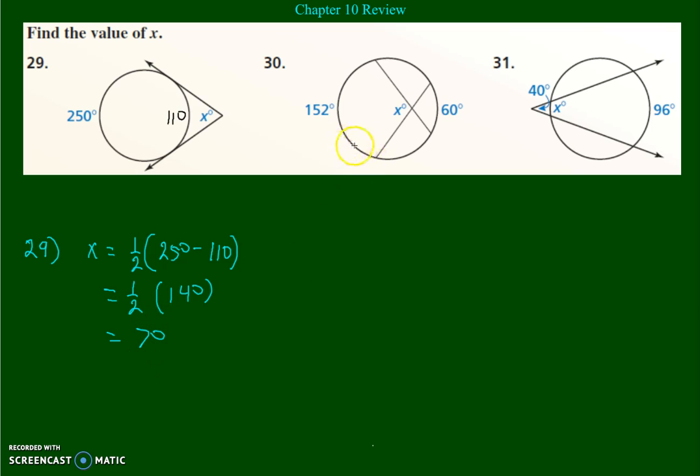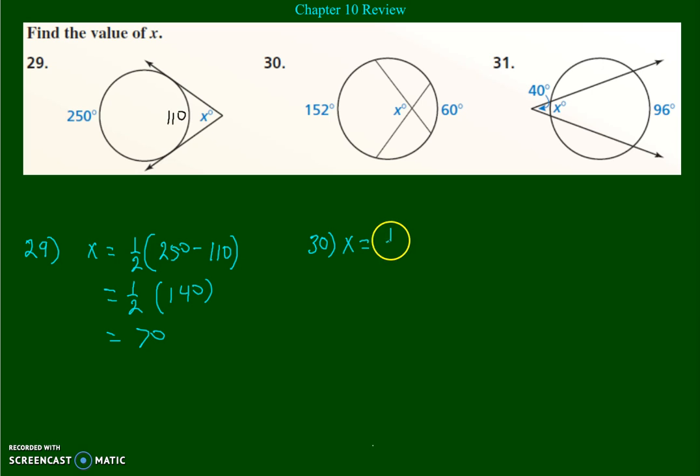For problem 30, this is an example of the angles inside a circle theorem. If two chords intersect inside a circle, then the measure of the angle formed is 1/2 the sum of its intercepted arcs. So it's intercepting these two arcs. Therefore, we can say x equals 1/2 of 152 plus 60. So that's what we're going to write for 30.